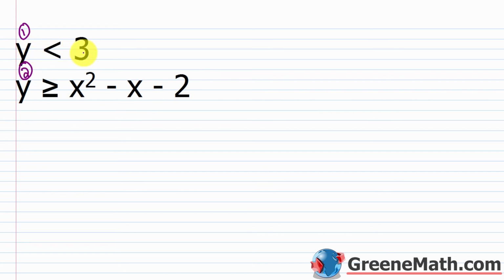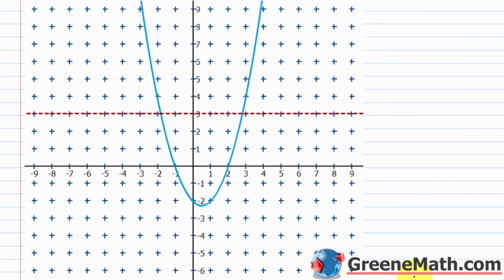For y is less than 3, it's a strict inequality, so the boundary line will be broken, but we're basically graphing as the boundary line y equals 3. Now let's take a look. Y equals 3 is a horizontal line, so really it's just this line here that crosses through (0, 3) on the y-axis, right? But for every x value, y is equal to 3.